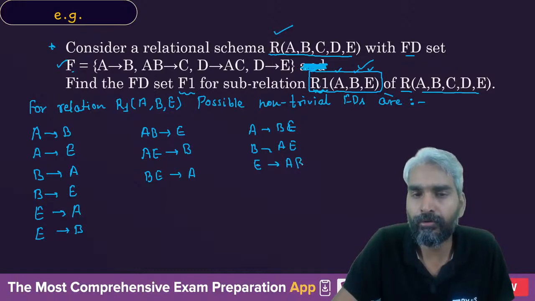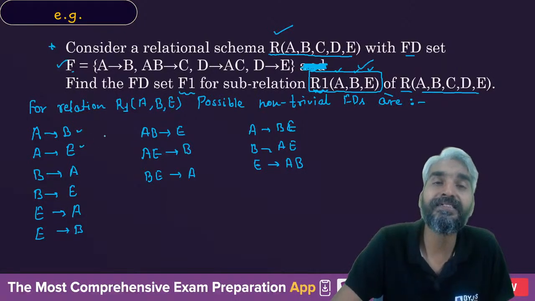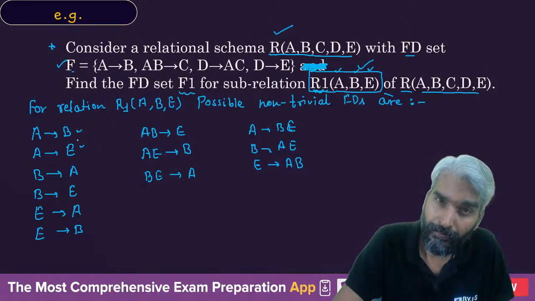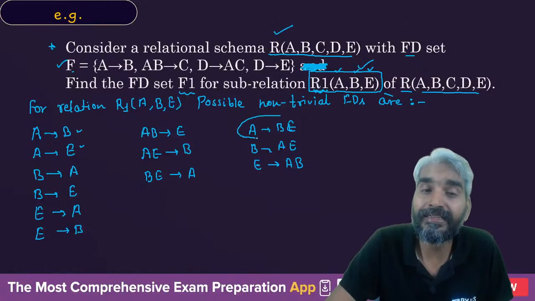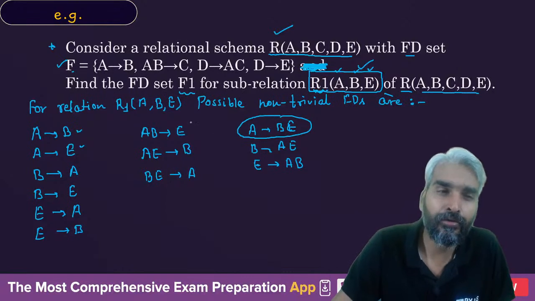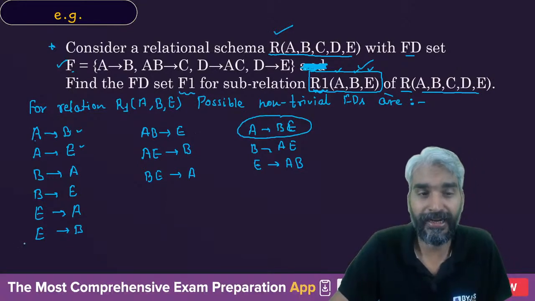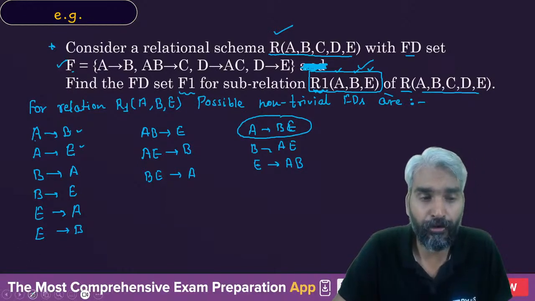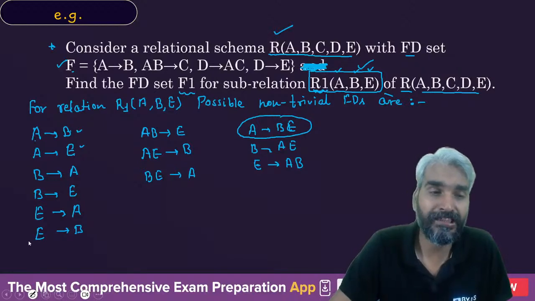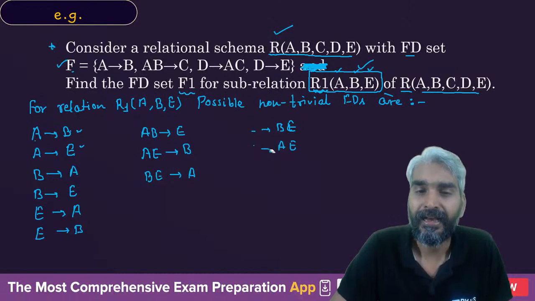Why you don't need to worry about these FDs? Because if both A implies B and A implies E are present, then you don't need to write this FD. It is just a redundant FD. Even if you don't write it, you know that from A we can determine B as well as E. Therefore, you don't need to write it explicitly. Got the idea? So you don't need to check whether A implies BE, B implies AE or E implies AB are present in this subrelation or not.